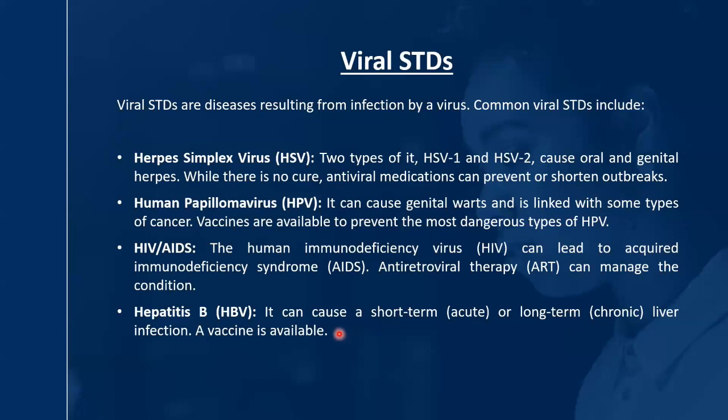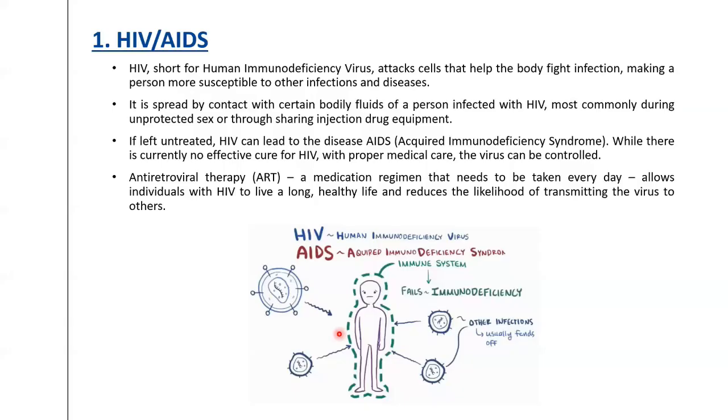A vaccine is available. If a person is not infected, then we should go for the available vaccine, because if he ever gets infected or gets in contact with a person who already has an STD, he would be much safer if he already got the vaccine. So it is very important that a person gets vaccinated with the available vaccines.